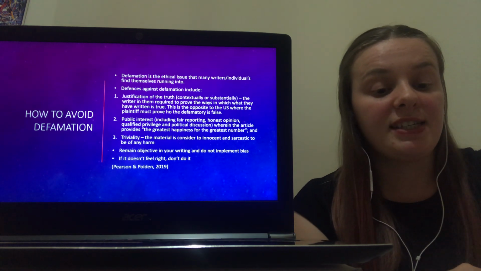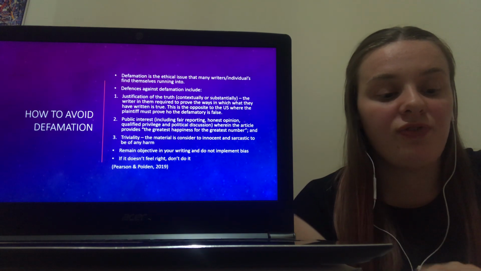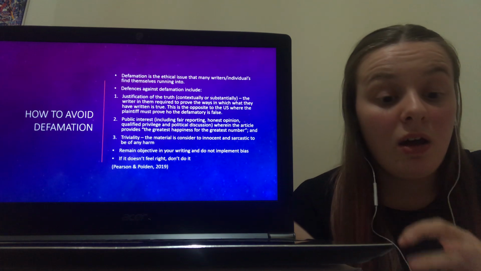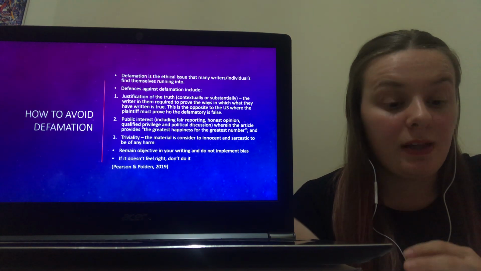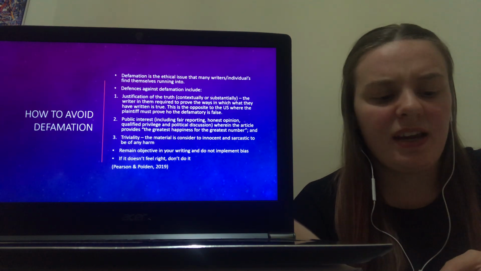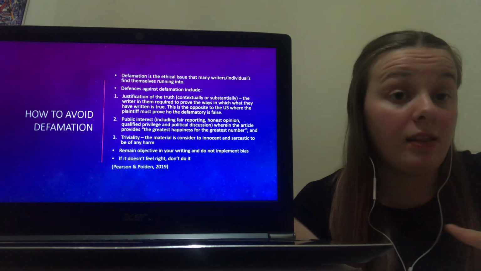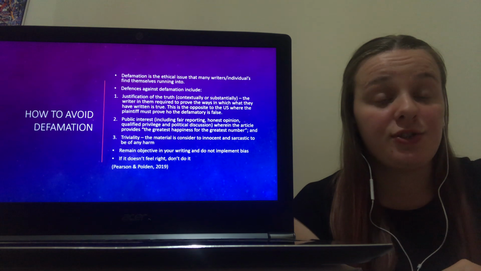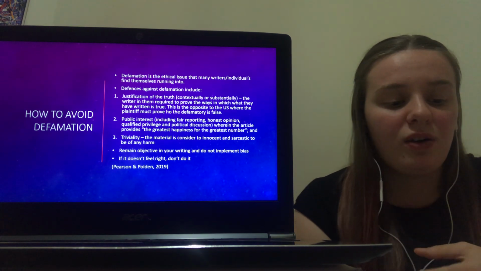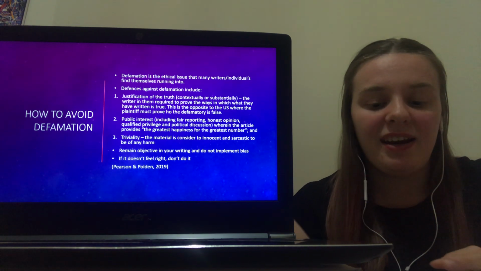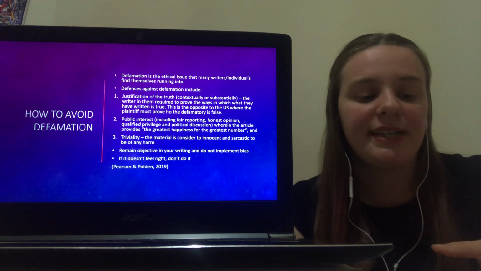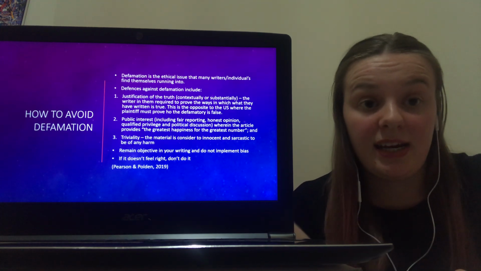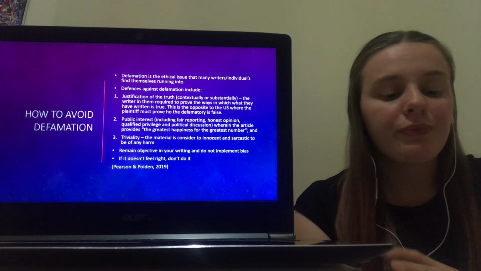The second defence is, of course, public interest, which includes fair reporting, honest opinion, qualified privilege, and political discussion, which comes back to that utilitarian virtue of providing the greatest happiness for the greatest number. And the last defence is triviality, which means that the context of the material was disseminated innocently and is too sarcastic or ridiculous to be of any concern in actually damaging someone's reputation.